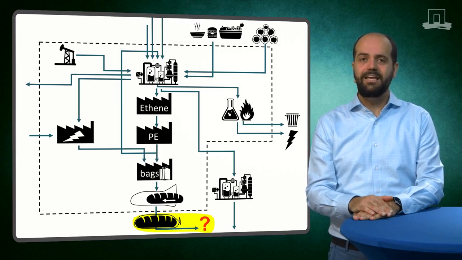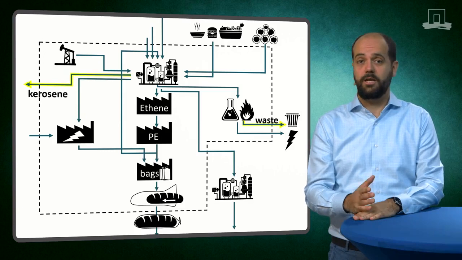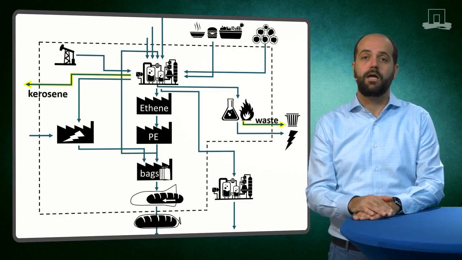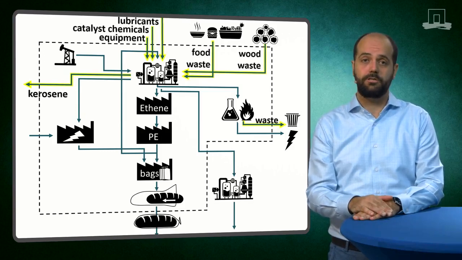There are also products leaving the product system, such as kerosene and waste from the incineration of chemical waste. At the top, we have products entering the product system. We also have products entering and leaving the system along the sides.